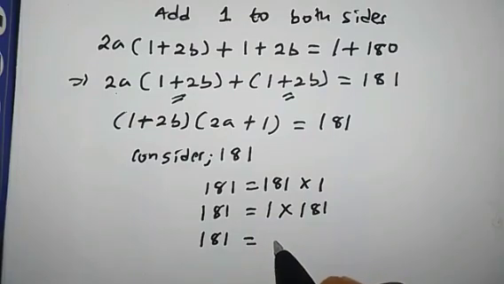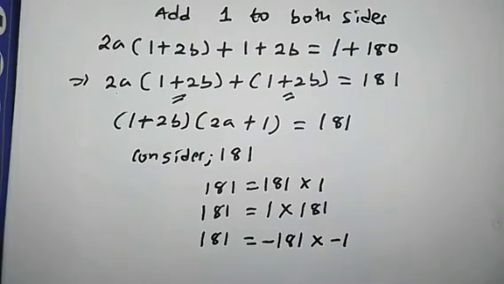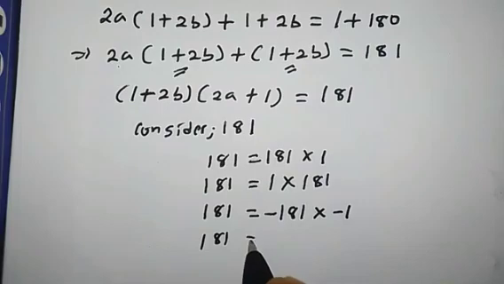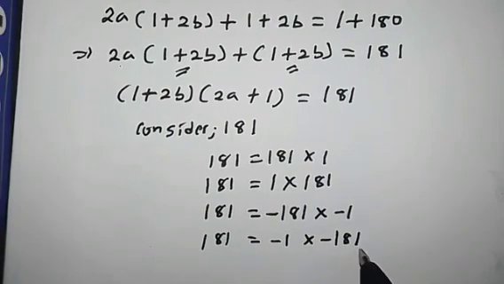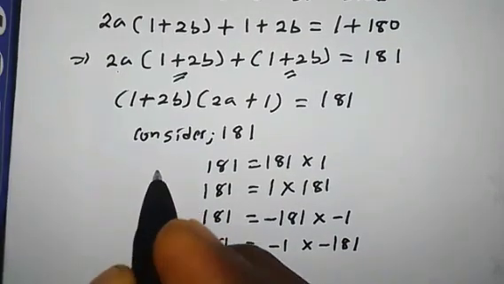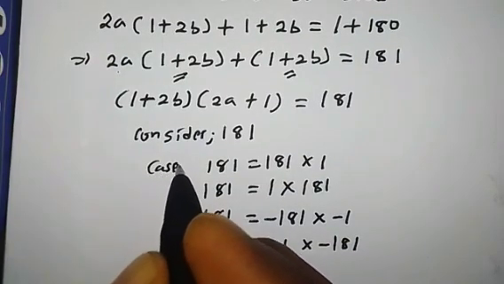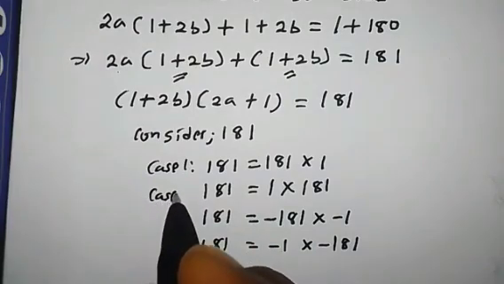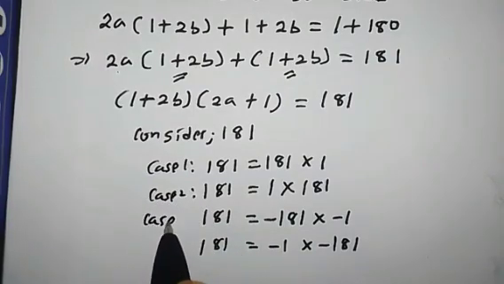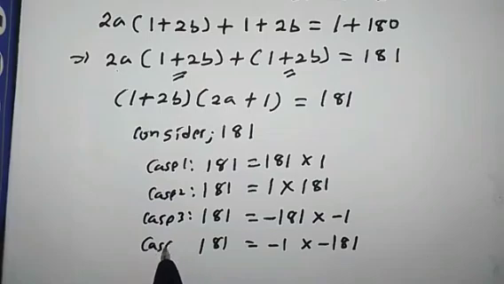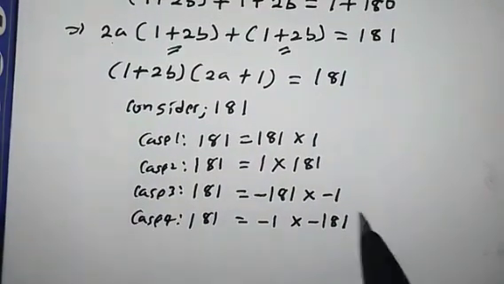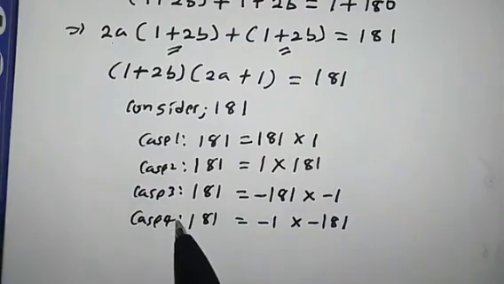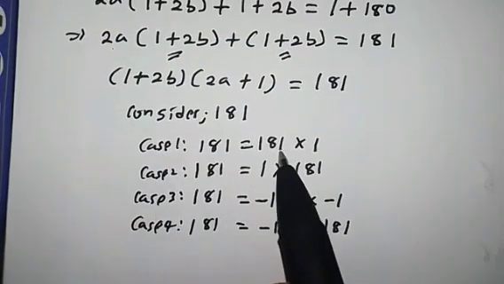We can also rewrite 181 as minus 181 times minus 1. 181 could be written as minus 1 times minus 181. Let's call this case 1 and this case 2. This one case 3 and this case 4. We will now consider each of these cases. Let us consider the first case first.